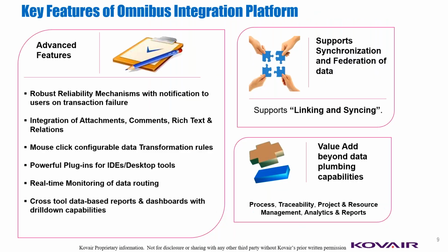Let me move to the next slide. Now, here are some of the high-level features of the platform. First is this called robust reliability mechanism. The platform supports both implicit and explicit retry mechanisms to ensure that data can be synced whenever the tools are online.